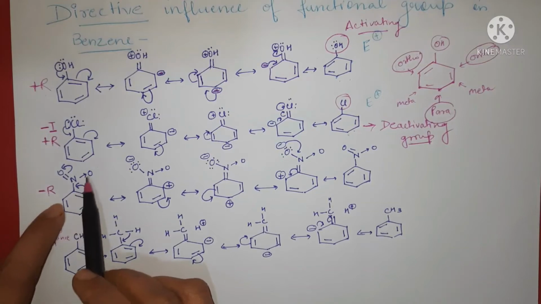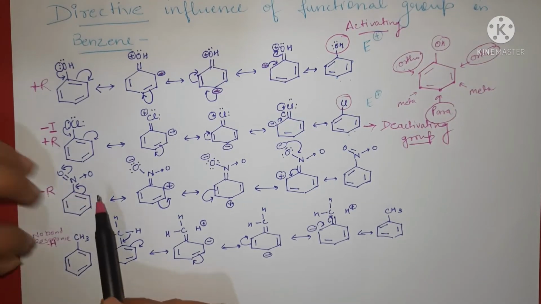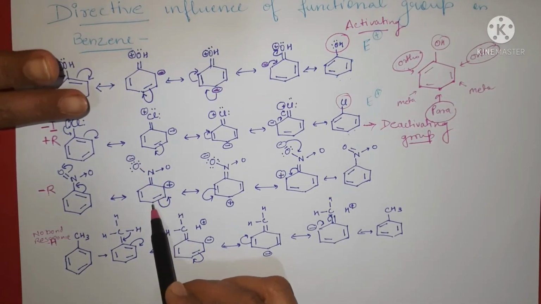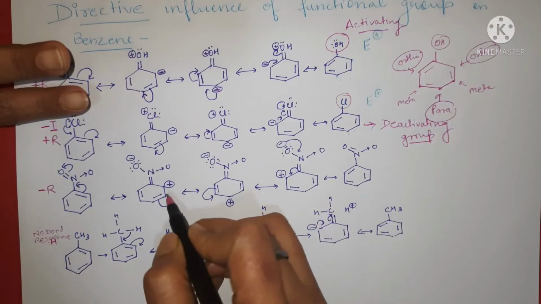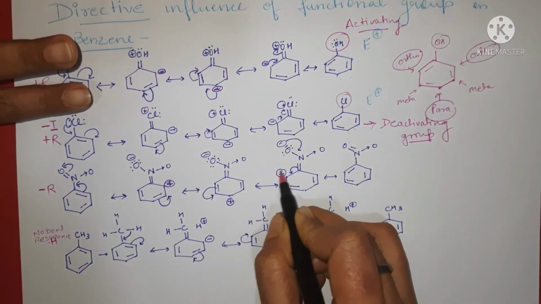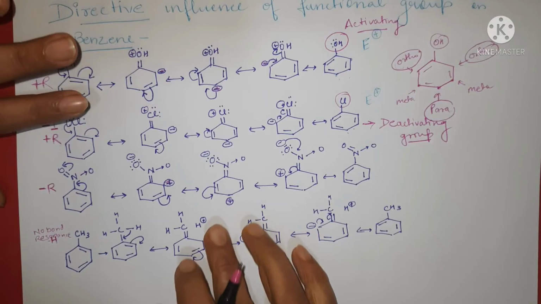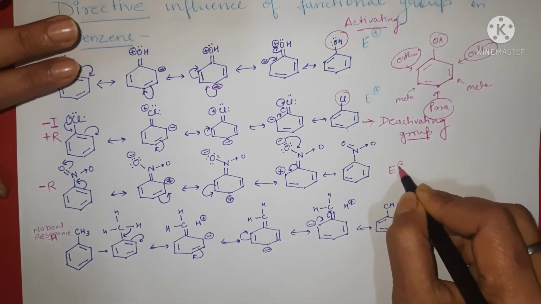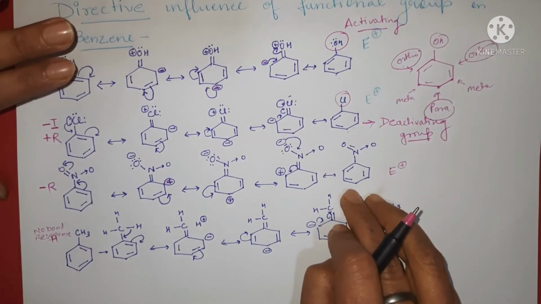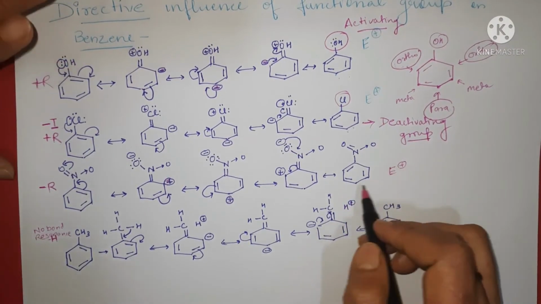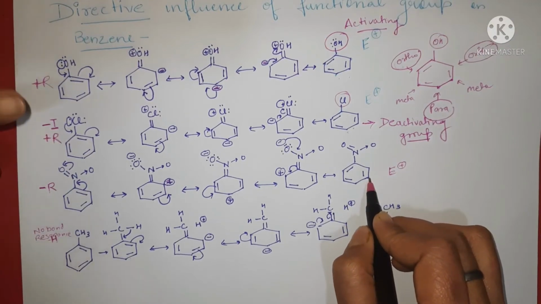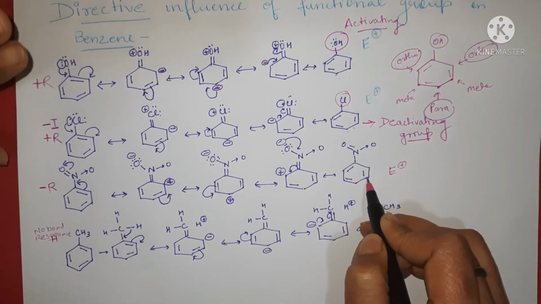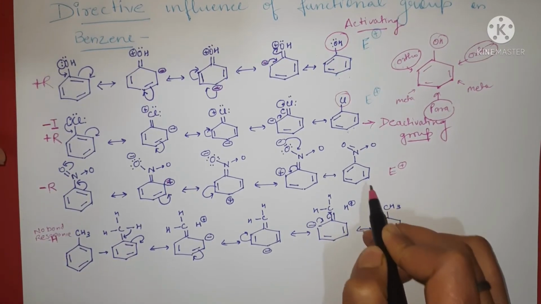Alright. Now if we see this NO2 group, NO2 withdraws all the electron density from the benzene ring, and here you can see on the ortho and para positions, there is a less of electron density. So if any electrophile is coming and reacting with this nitrobenzene, it will definitely go on which position? Meta position, because as compared to ortho and para, meta is having more electron density in the case of nitrobenzene.